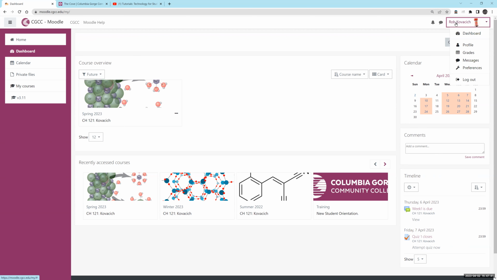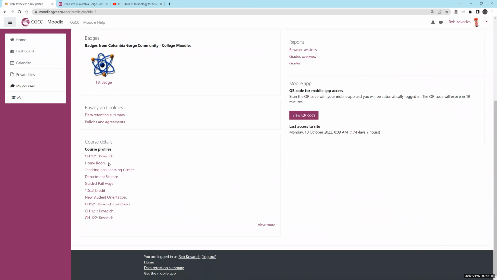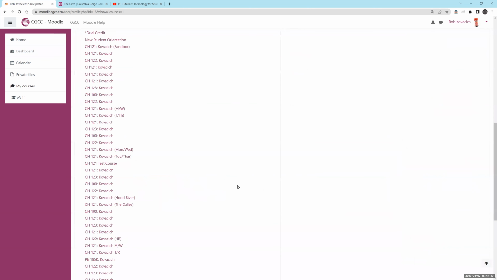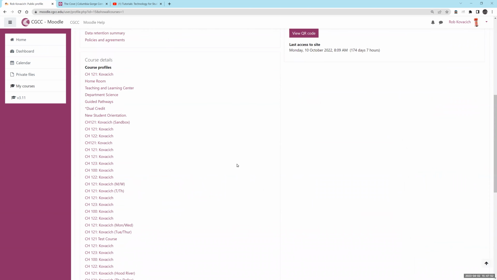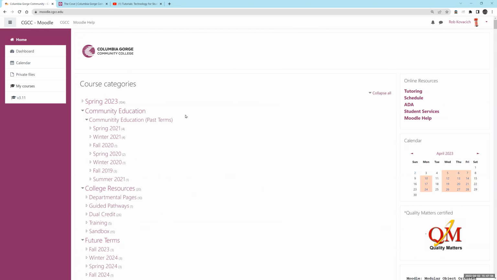The other way is you can click on your name and click on profile and scroll to the bottom, and here, all your classes will be here. And if you have too many to fit there, you can click on view more. And now you've really got all of your classes. So those are 3 different ways to find your class, even if it's not popping up in your sidebar here.